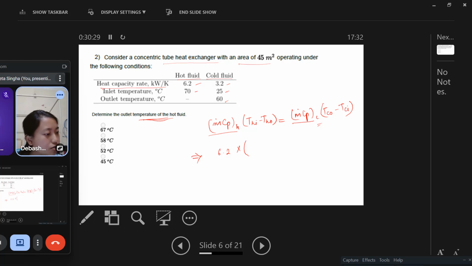Then 70 degrees minus TH naught is equal to 3.2 into 60 minus 25, right? So calculate this TH naught. This is a simple question. Calculate this TH naught.